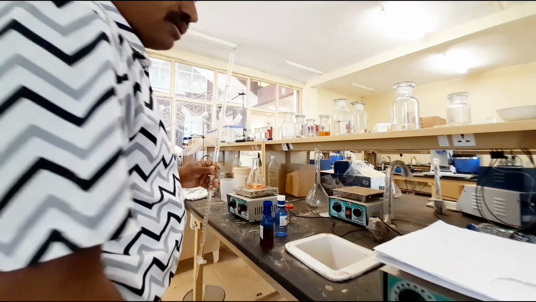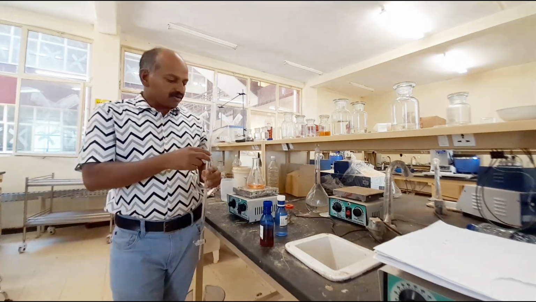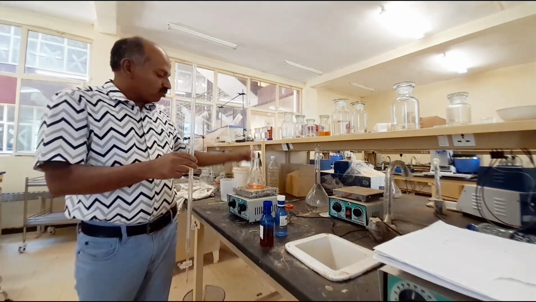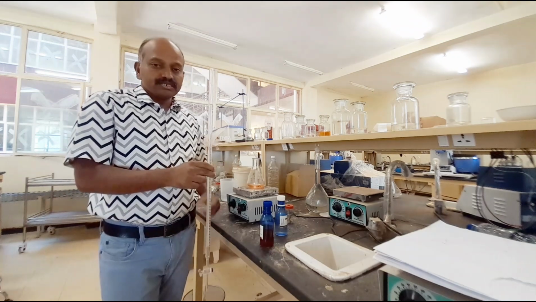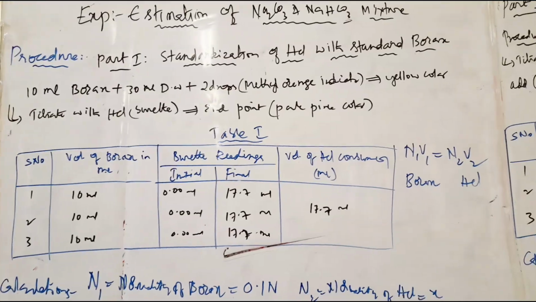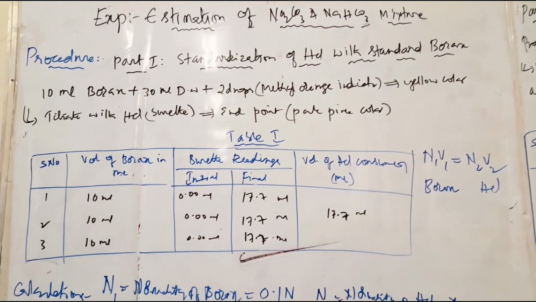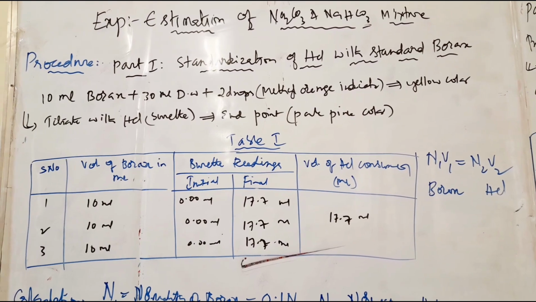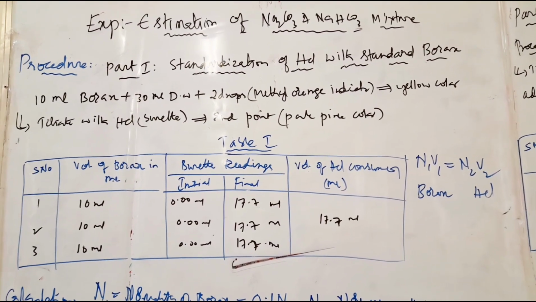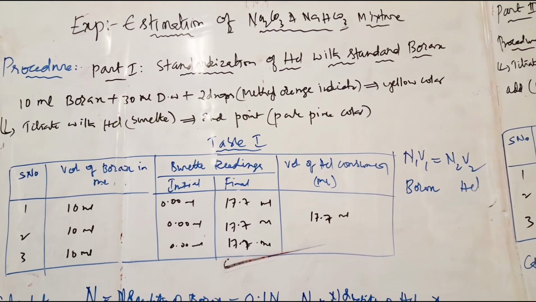Now let us perform the calculations and find out the amount of sodium carbonate and sodium bicarbonate present in the given flask. Let us perform the calculations on the board. Now coming to the calculation part, that is for part 2, the estimation of the sodium carbonate and sodium bicarbonate mixture.